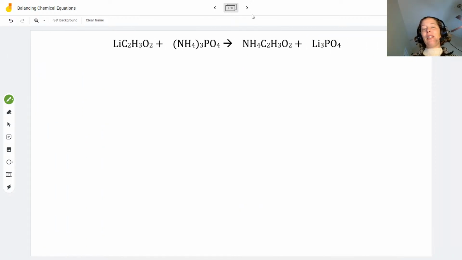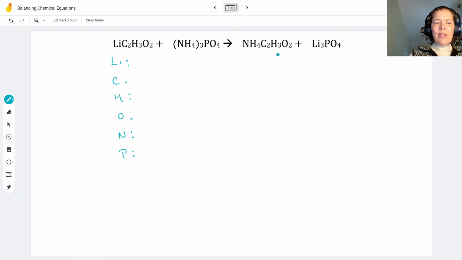Again, we're going to balance this first by atoms, but then we're going to balance it using polyatomic ions. Okay, so I have lithium acetate, ammonium phosphate, going to ammonium acetate and lithium phosphate. So again, this is another double replacement, and I'm going to balance by atoms first, then I'm going to balance by polyatomic ions. So let's balance by atoms first. It's going to take a little bit longer. So I have lithium, I've got carbon, I have hydrogen and oxygen, I have nitrogen, hydrogen I've already taken into account, phosphorus, and oxygen I already have right here.